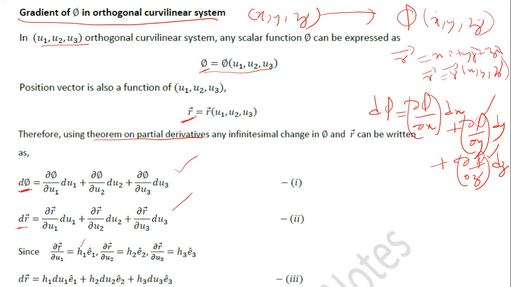So this is what we have: del r upon del u1 as h1 into e1, and this as h2 into e2. So if we denote this as equation 1, equation 3, and here you just substitute. So your dr, the arc length, you can write it as this equation 3.